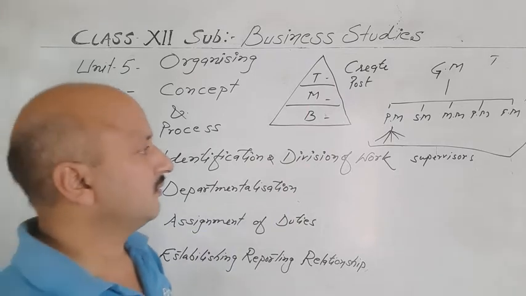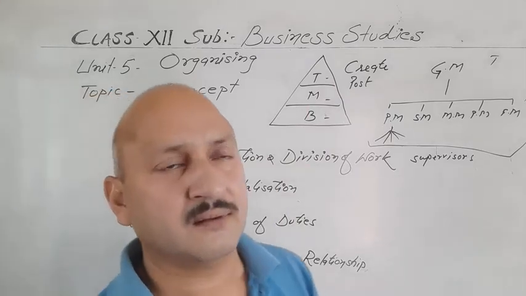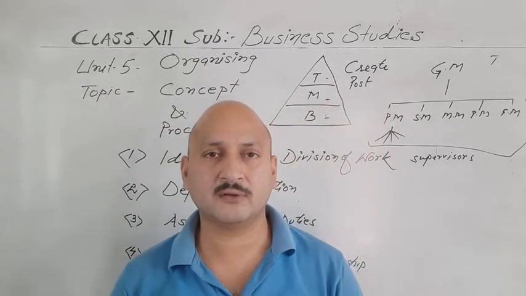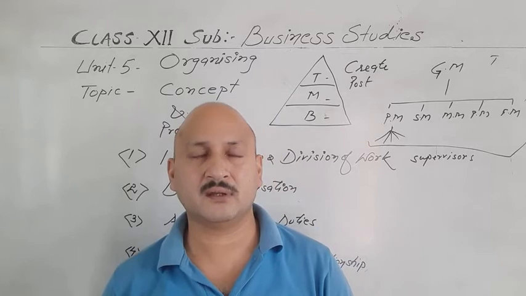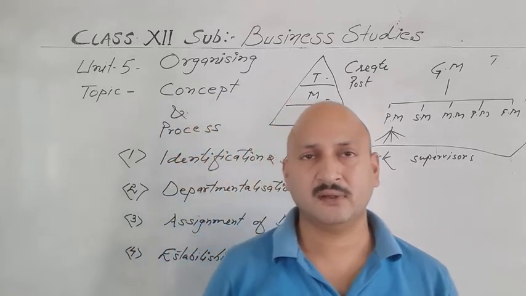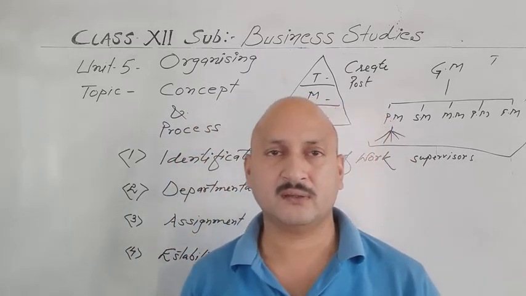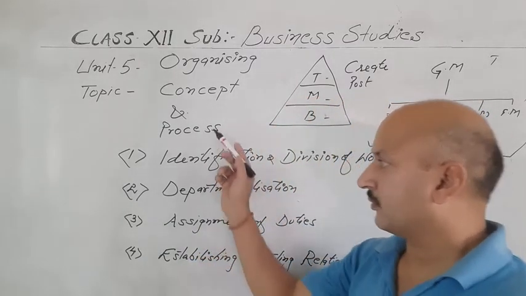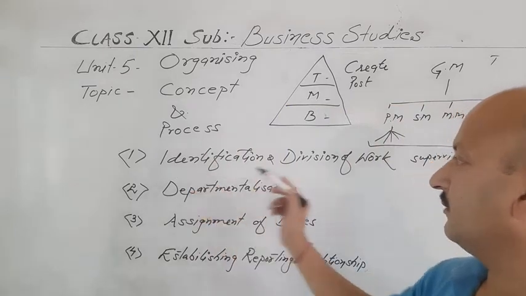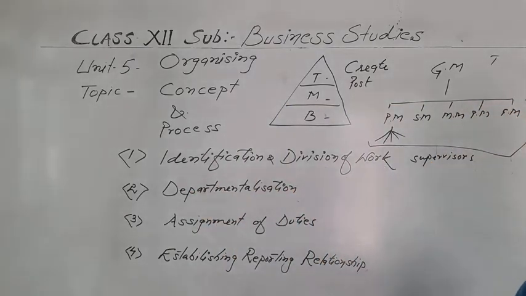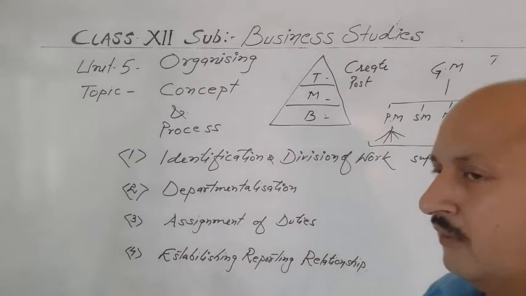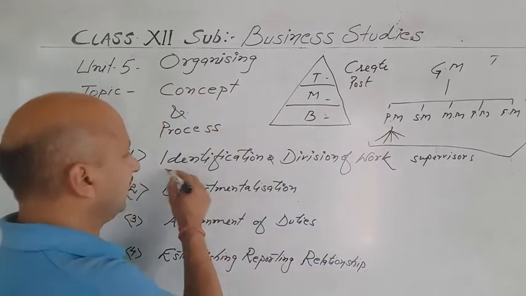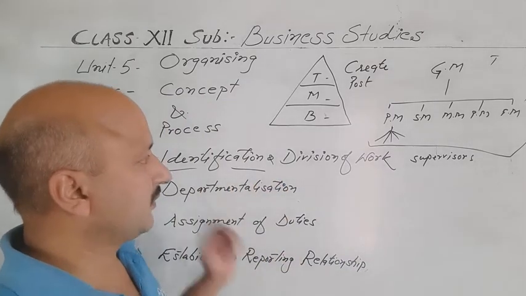There are many more things, and in this unit we also have the organizing process, and this process is the shortest one. It has only 4 points, so it is very easy to learn and remember. The process is identification and division of work. First of all, we have to identify what type of work will be performed.